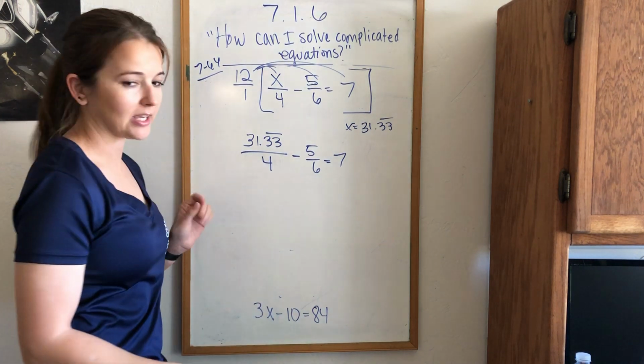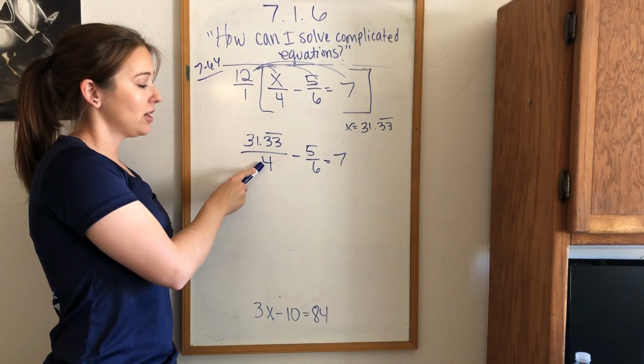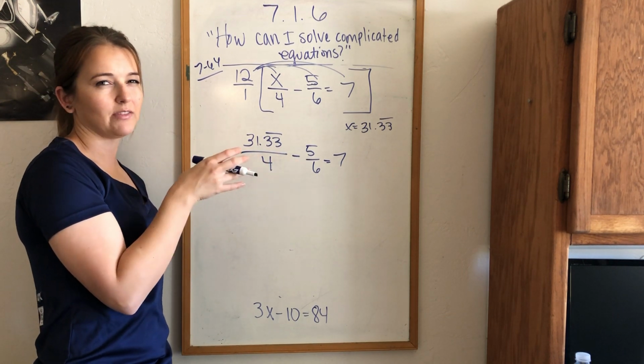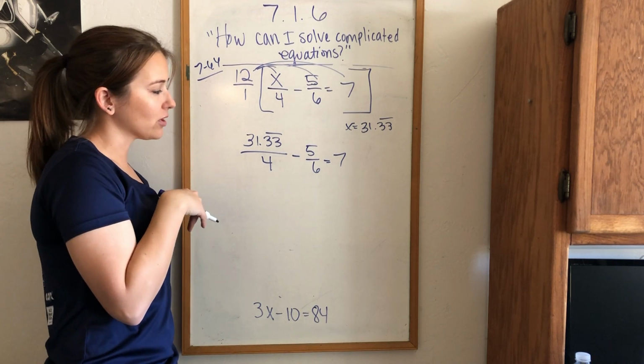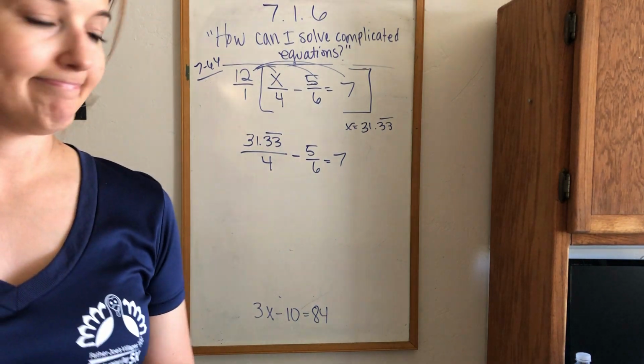And I just put this in my calculator. I put this in first, divided it by 4, and I got a number. Then I subtracted 5/6, and it should come out to about 6.999 something, but it works. It is the solution. X is 31 1/3.